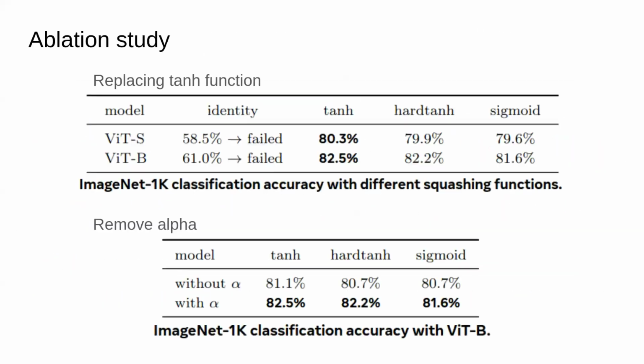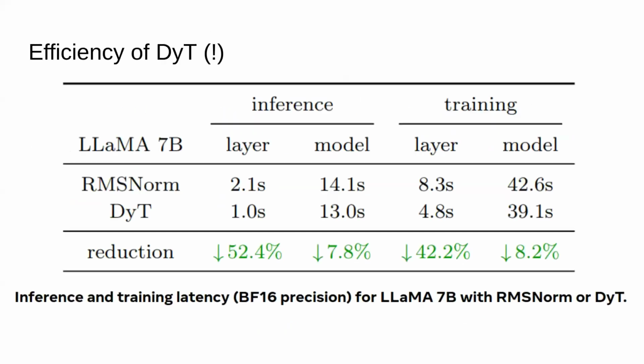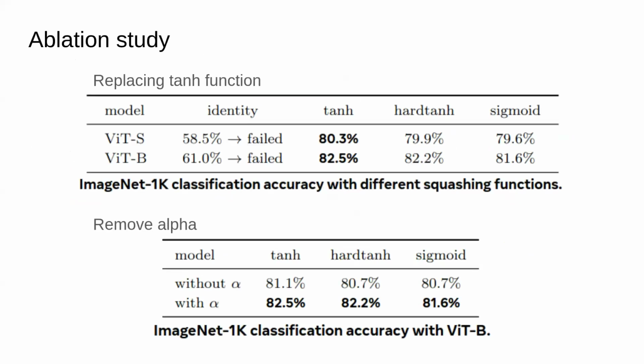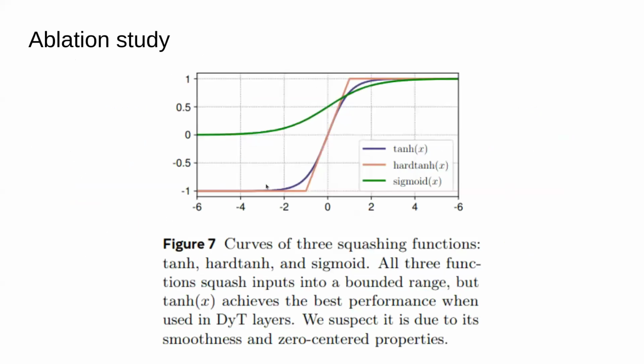Okay, so here they do an ablation. We just talked about the efficiency, right? Then they also do an ablation study where they basically try other functions. So here, this is a regular tanh, and then they also try a hard tanh, which is just like a linearized version, I guess. Here it's linear, and then it's just 0 or 1.